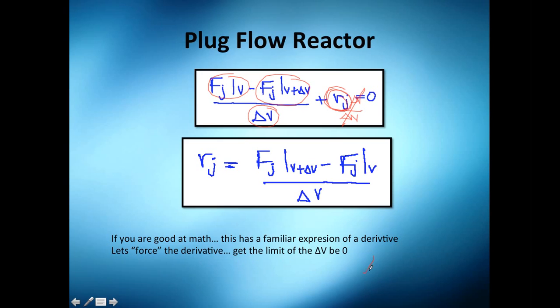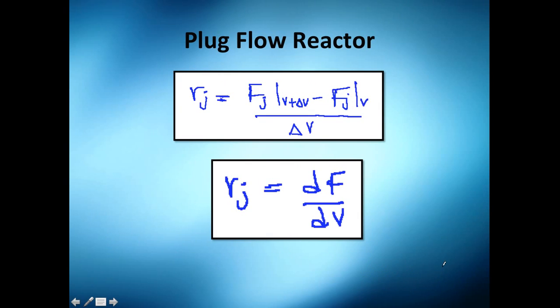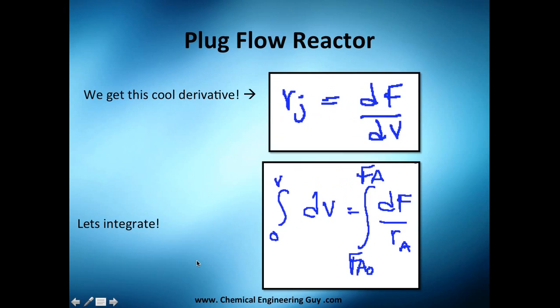What we need to do is take the limit as the change in volume goes to 0. That's the definition of a derivative. So this here will be a differential of flow, and this here will be a differential of volume. That's the rate of reaction. And yes guys, we are done. This is our design equation. If you want to integrate it, you can do it.